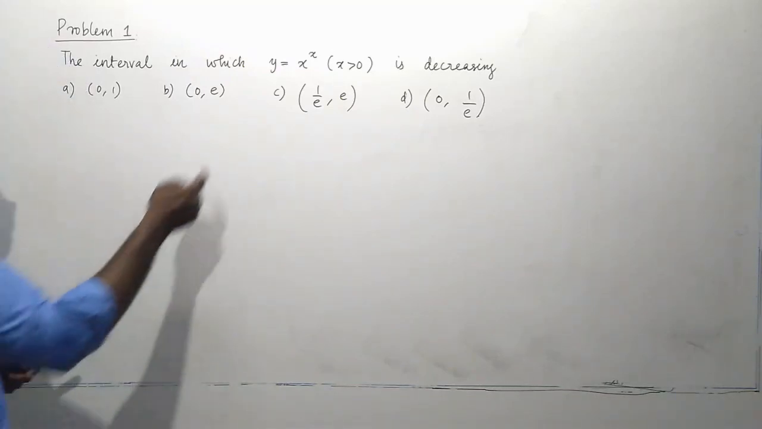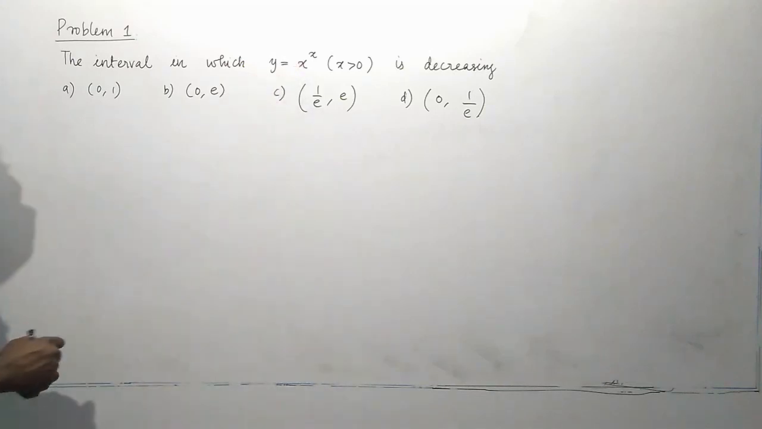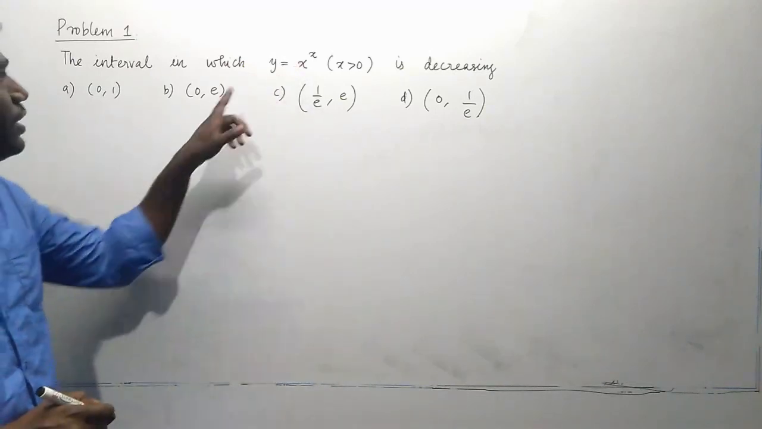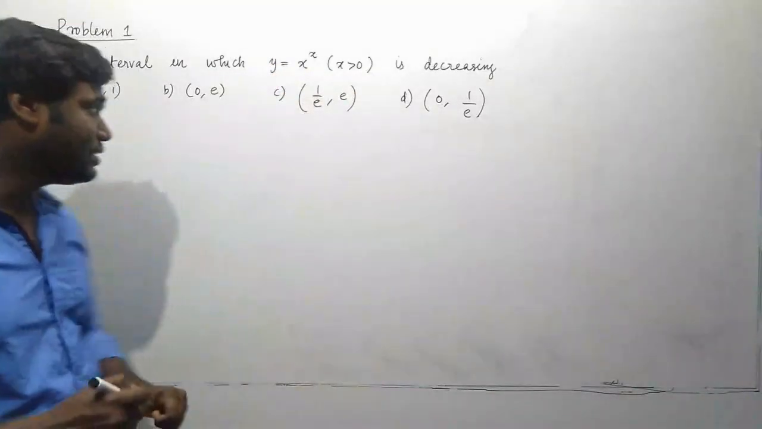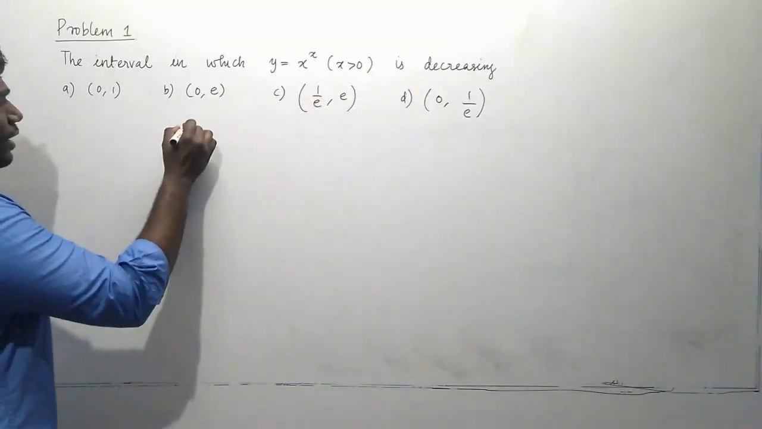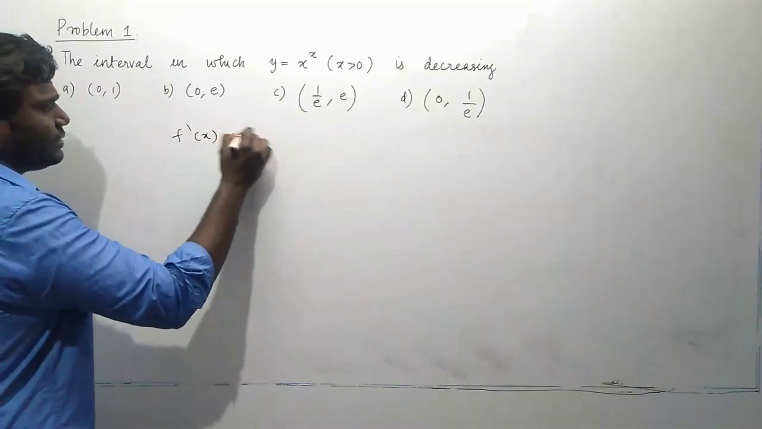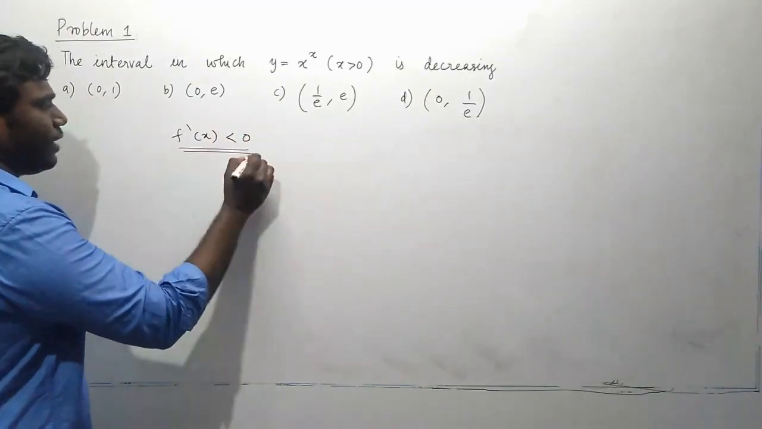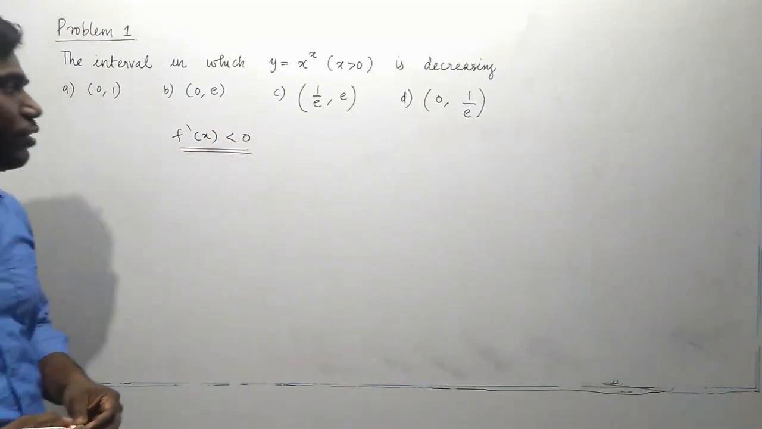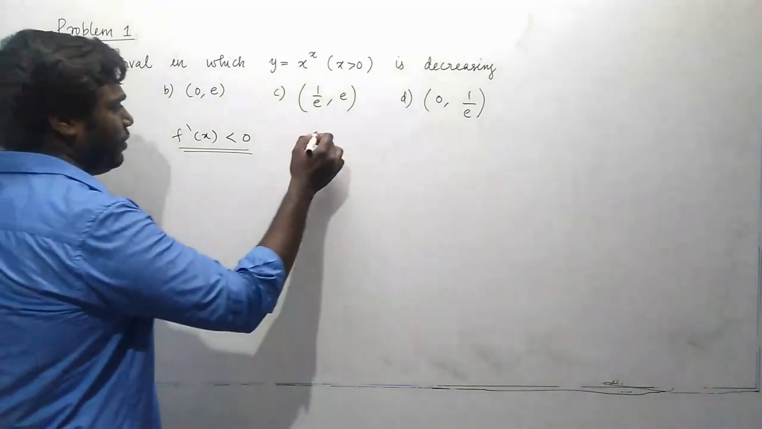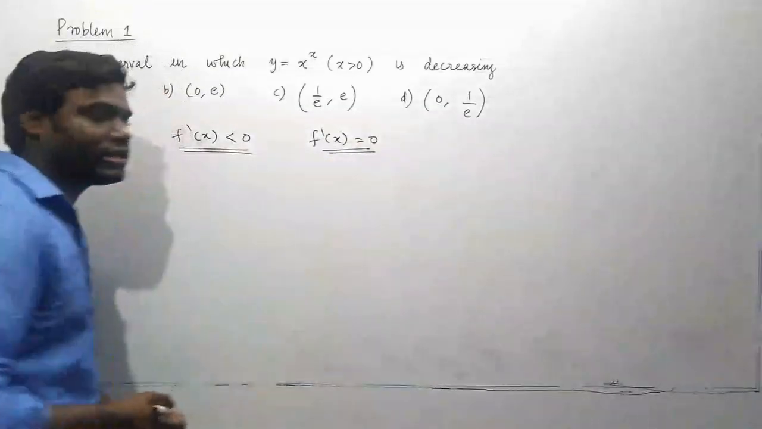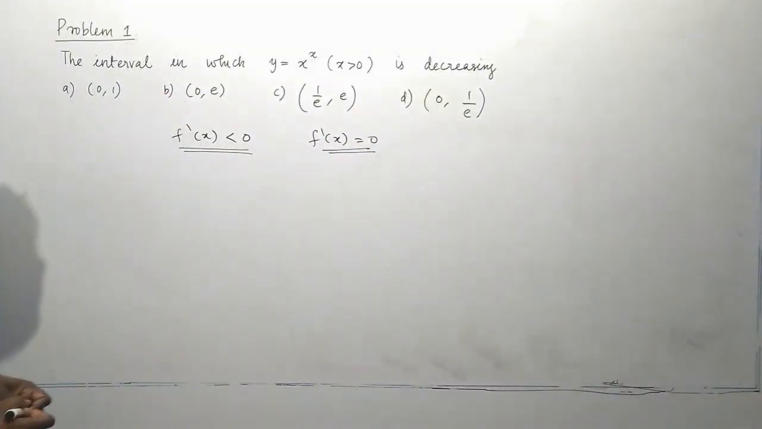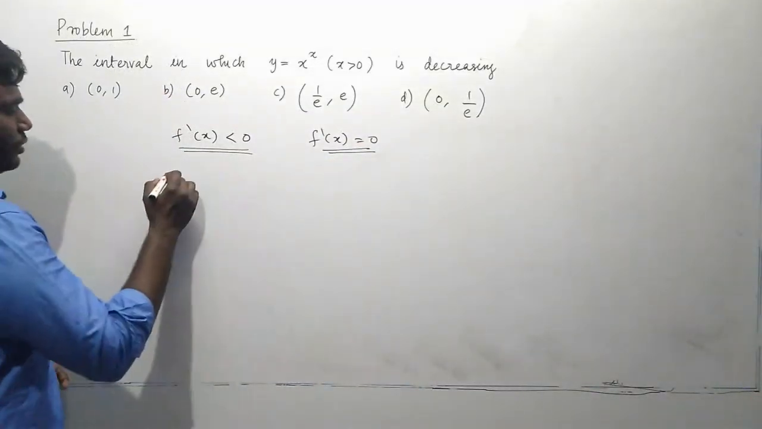So here f of x is x raised to x, which is a function raised to function, and we need to find where the function is decreasing. A function is decreasing if its derivative f dash of x is less than 0. So we need to find the interval where f dash of x is less than 0. For that we first need to find the points at which f dash of x is equal to 0, which are called critical points. So let us calculate critical points first.